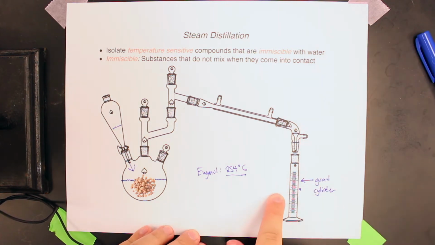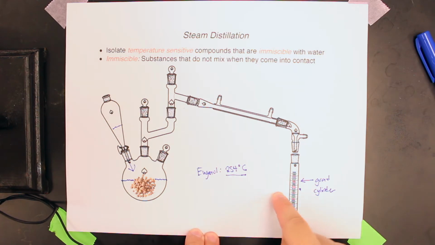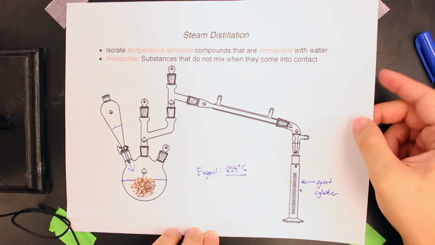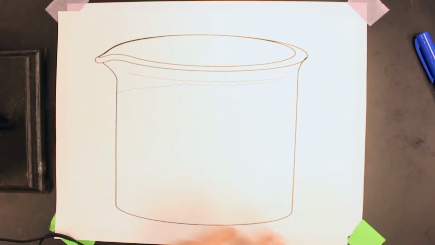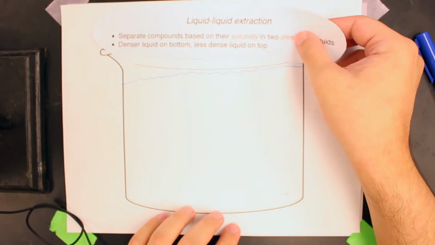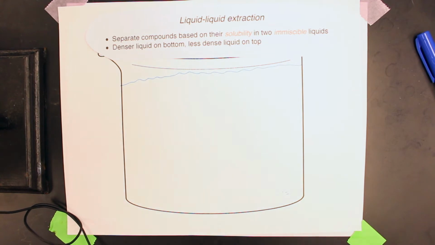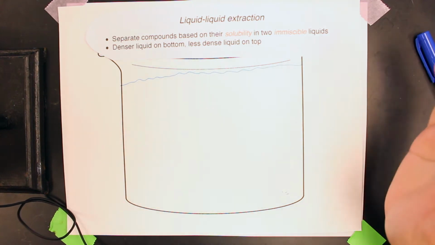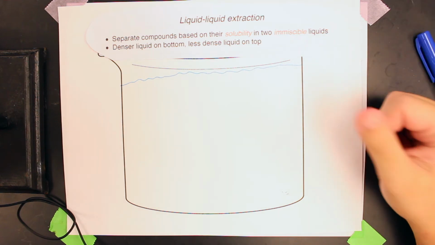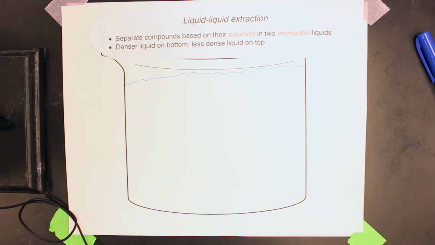So once we've collected our distillate, it will be a mixture of both water and eugenol. So we're going to have to get it out of there somehow, because we just want the eugenol and none of the water. In order to do that, we're going to have to discuss a new technique which is widely used in organic chemistry called liquid-liquid extraction. Liquid-liquid extraction is the separation of compounds based on their solubility in two immiscible liquids. And to describe this, let's use our example.